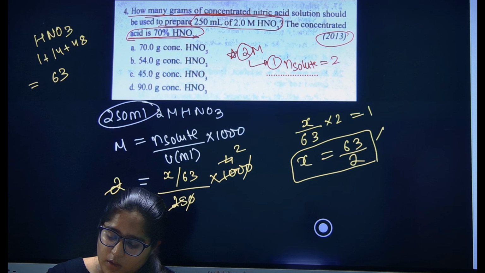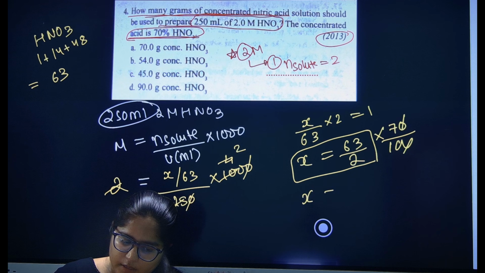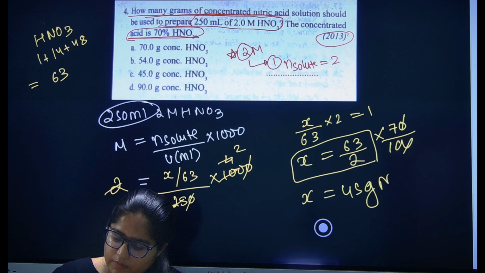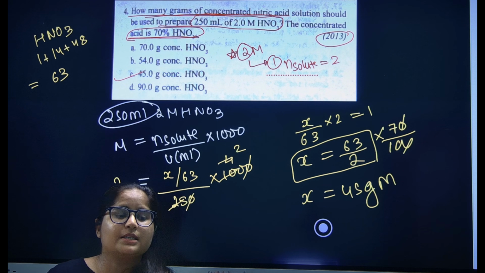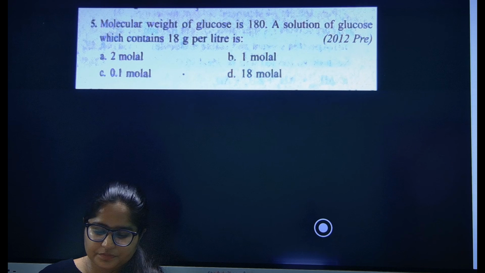So what will I do? Multiply by 70%. 70 by 100, the zeros cancel. So from here x we will get 45 gram. Which option? Option number C. Okay, now let us solve our next question.